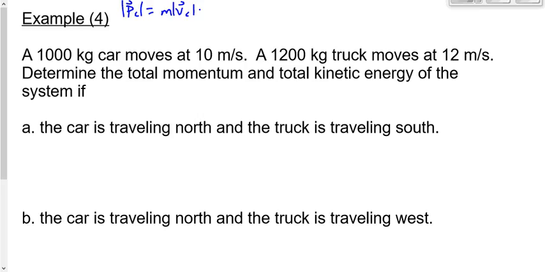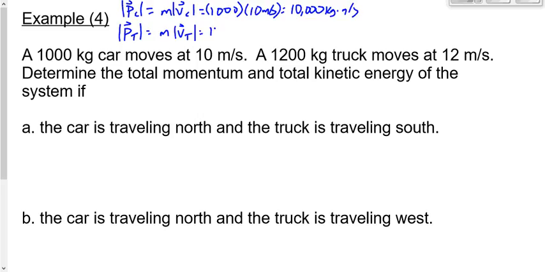The momentum of the car is 1,000 kilograms times a velocity, or a magnitude of the velocity, a speed of 10 meters per second, which gives me 10,000 kilograms meters per second. The momentum of the truck is 1,200 times 12, which is going to give me 24,000 kilograms meters per second. You with me so far? Good there?